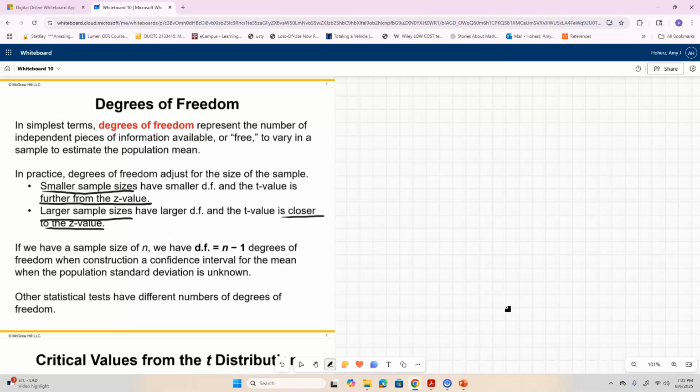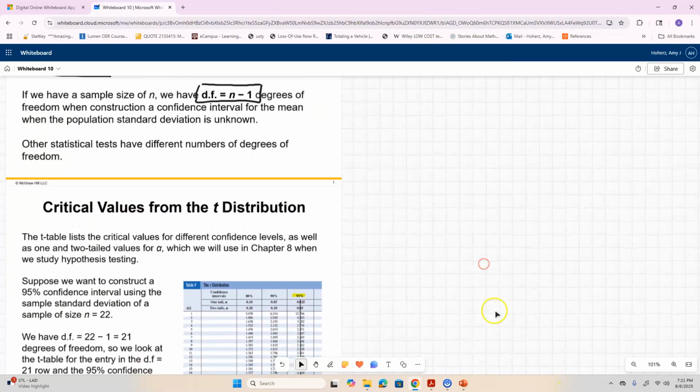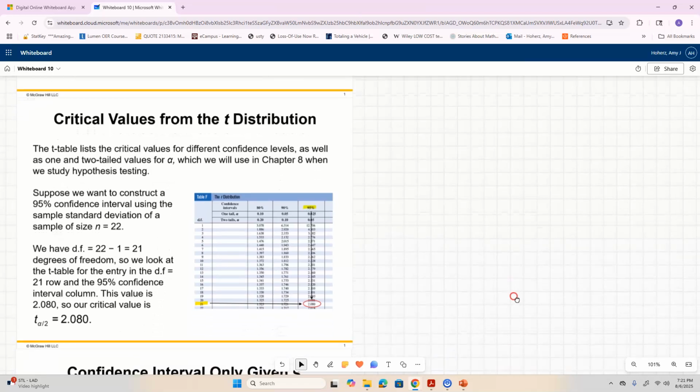And if we have a sample size of n, our degrees of freedom is simply n minus 1. So for degrees of freedom, you just take whatever the sample size is and subtract 1 from it. And we're going to utilize that in our computation to find our t. So we're going to have a t sub alpha over 2, rather than a z sub alpha over 2. Other than that, our process is nearly identical to what we did in 7.2.